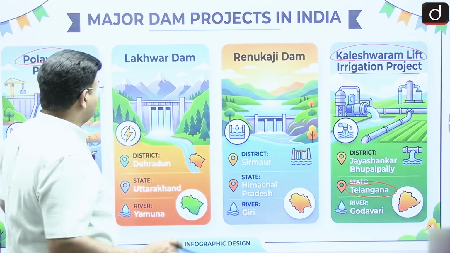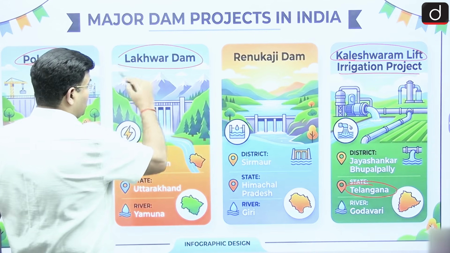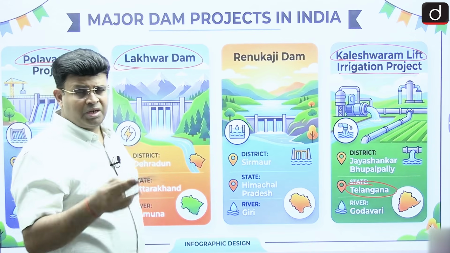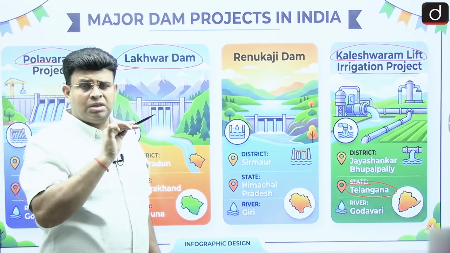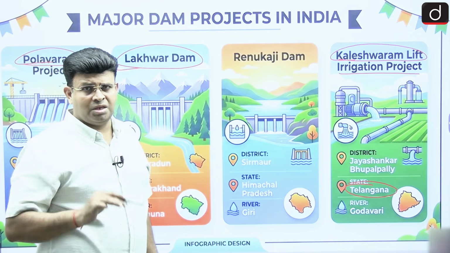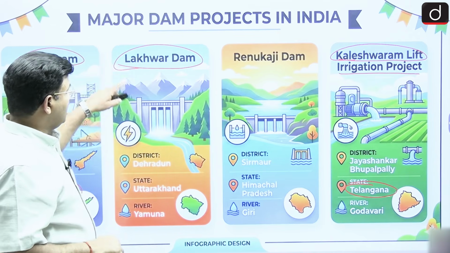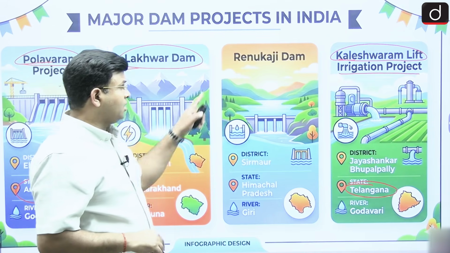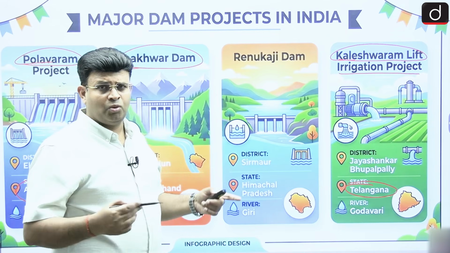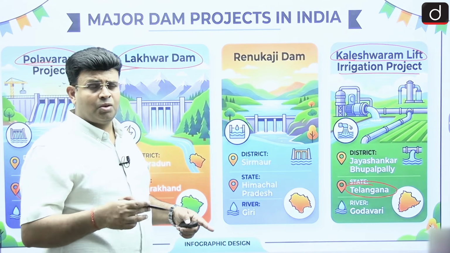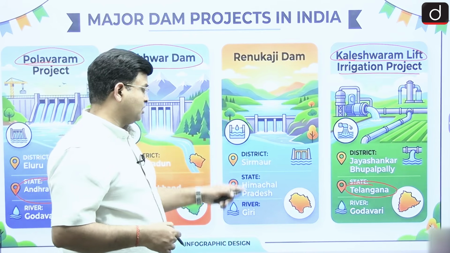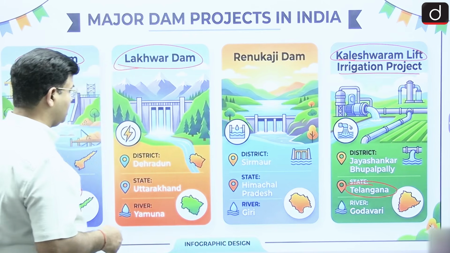After that, there is the Lakhwar dam. If I am talking about the Lakhwar dam, the Yamuna river, when it passes near Dehradun, makes the Lakhwar dam. So you can remember Lakhwar dam in Dehradun, and the Renuka dam is on the Giri river. It is in Himachal Pradesh, in the Sirmaur district, on the Giri river.